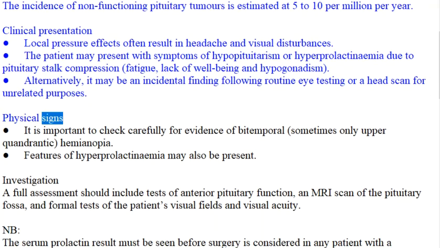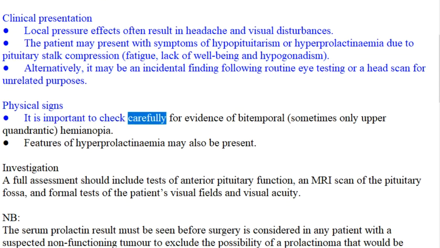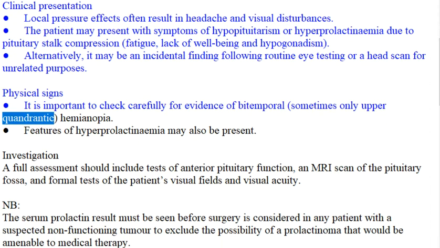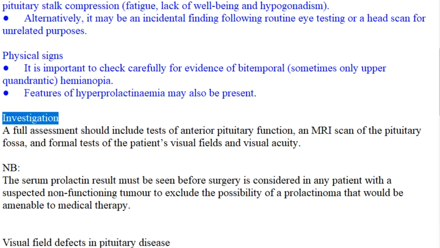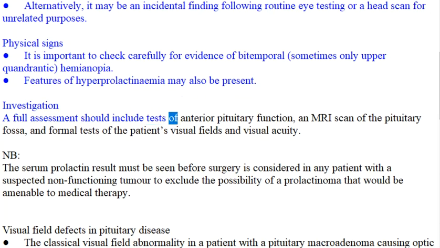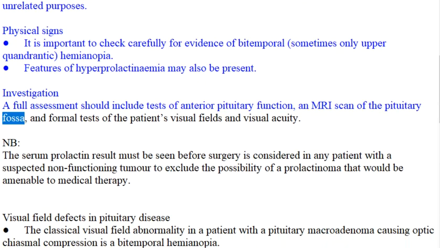Physical signs. It is important to check carefully for evidence of bitemporal, sometimes only upper quadrantic, hemianopia. Features of hyperprolactinemia may also be present. Investigation. A full assessment should include tests of anterior pituitary function, an MRI scan of the pituitary fossa, and formal tests of the patient's visual fields and visual acuity.